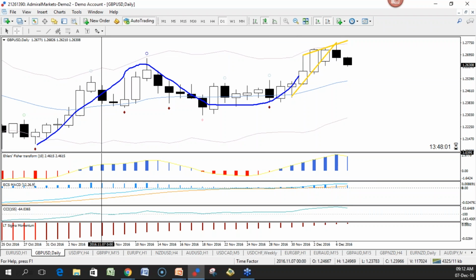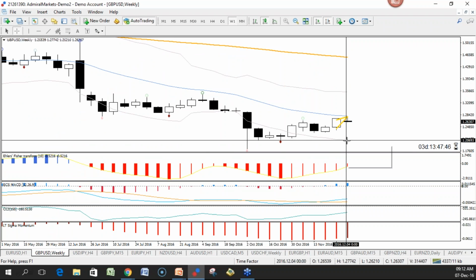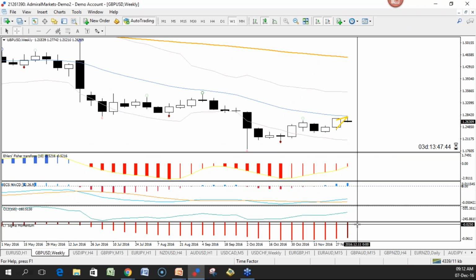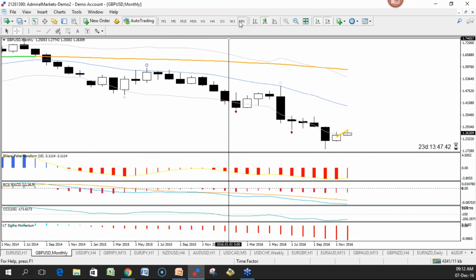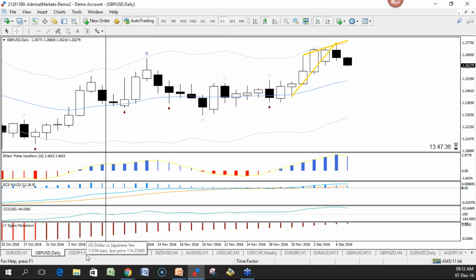By the way, we talked about this yesterday too. And this could start a new downtrend like this. So let's see if that happens, but I think it could make sense. That's the pound dollar daily chart.